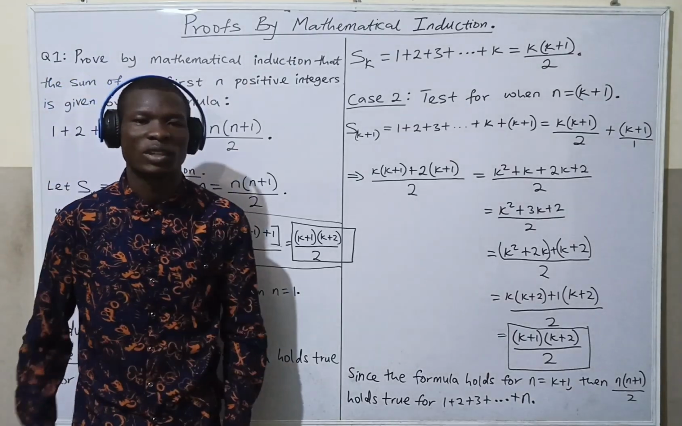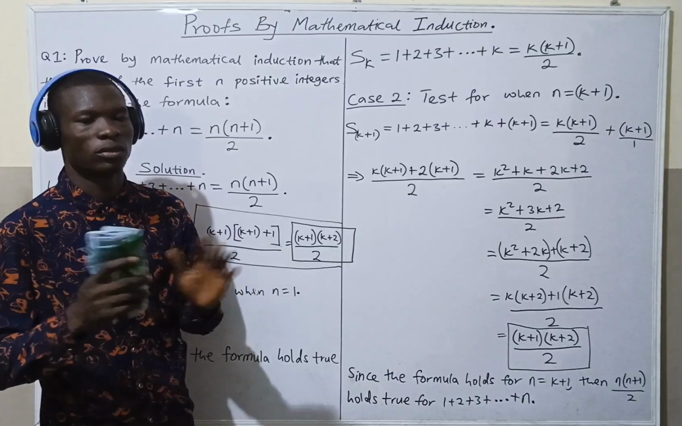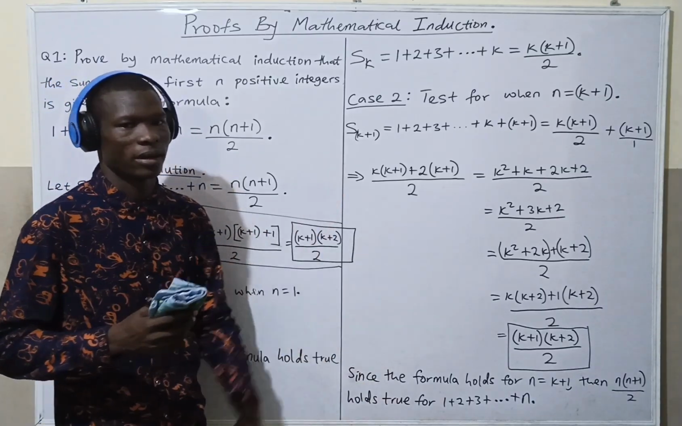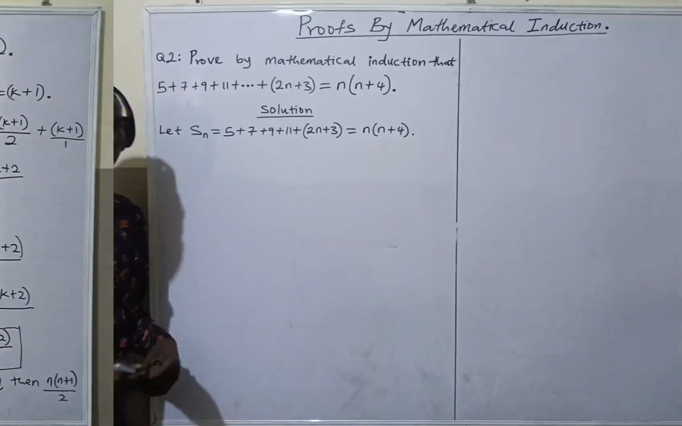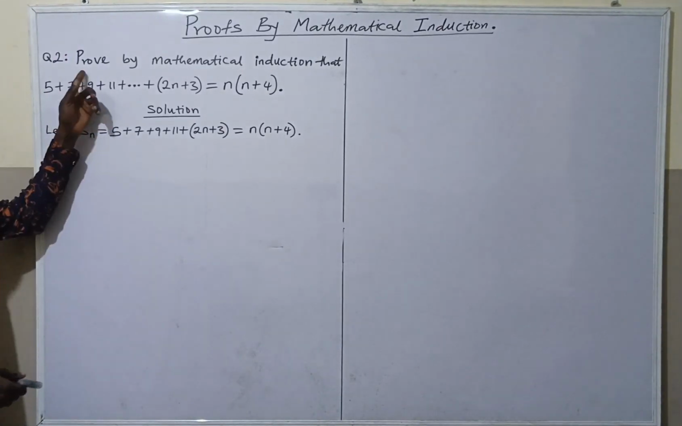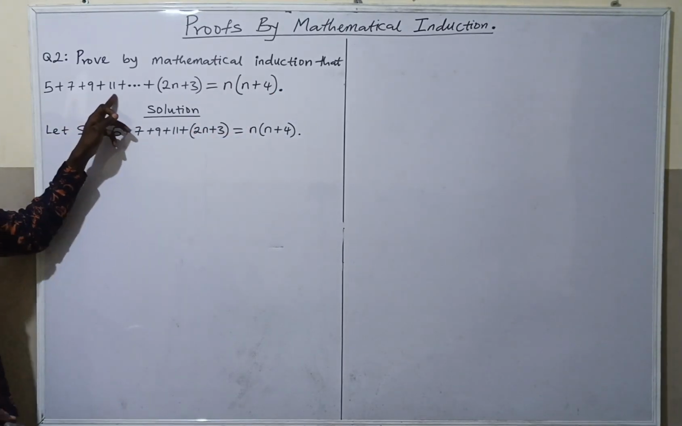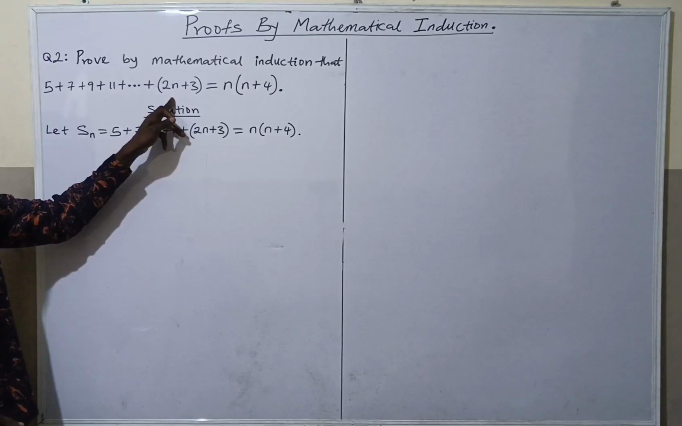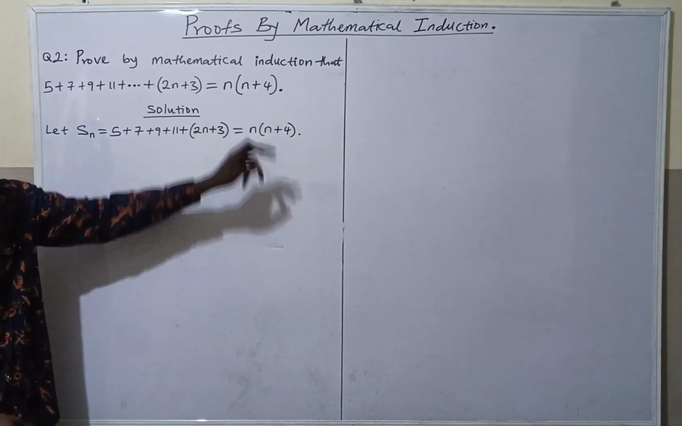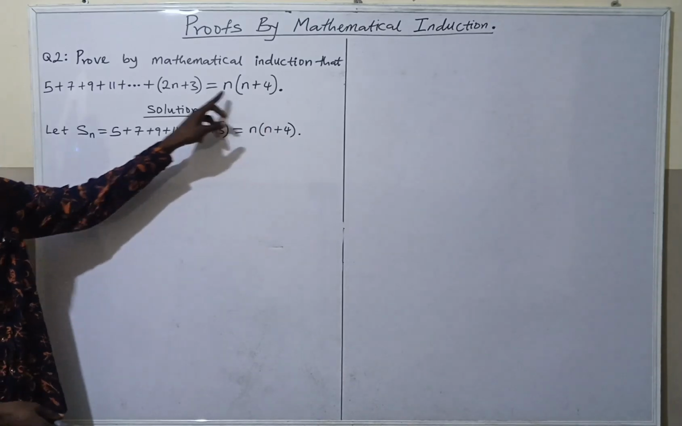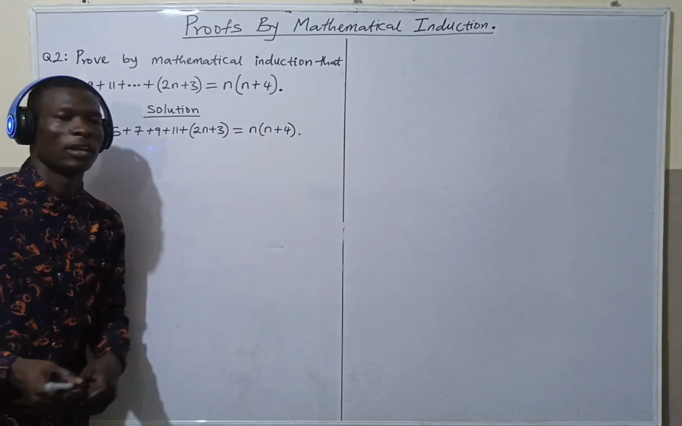We'll be going through question number 2, and question number 2 will be very much faster than this, because in that situation we won't have to do so many explanations before we arrive at our solution. So stay tuned for question number 2. Question 2. Prove by mathematical induction that 5 plus 7 plus 9 plus 11 plus 2n plus 3 is given by this particular formula. This formula represents whatever sum you can get from here as n open bracket n plus 4.